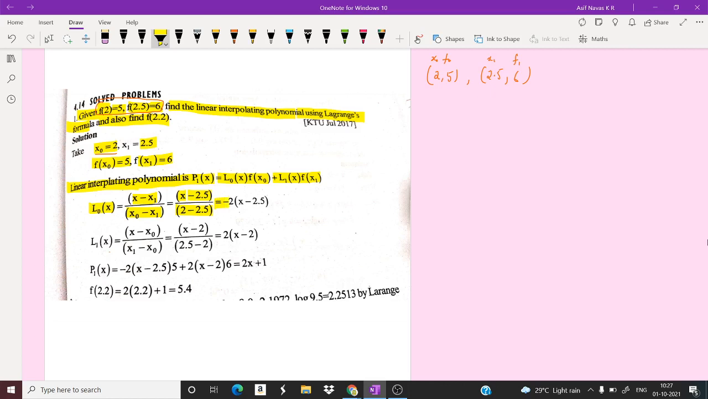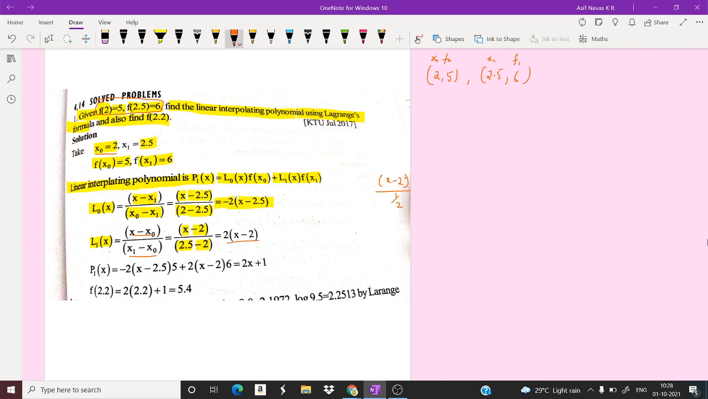So this is equal to minus 2 into x minus 2.5, since 2 minus 2.5 is minus 0.5 in the denominator. Similarly, L1 of x is x minus x0 divided by x1 minus x0. So x minus x0 is x minus 2, divided by x1 minus 2, which is 2.5 minus 2. So you will get x minus 2 divided by 1 by 2, that is 0.5, that is 2 into x minus 2.